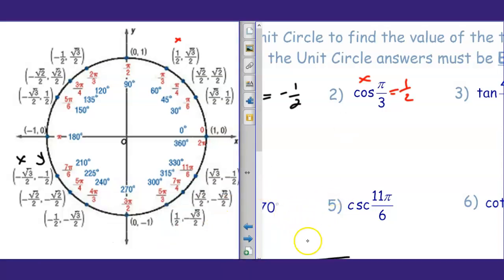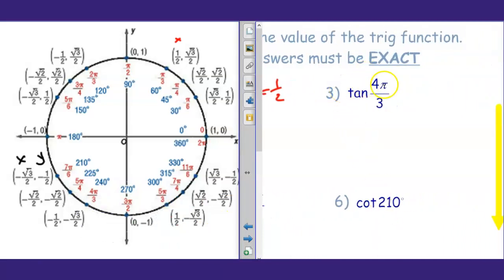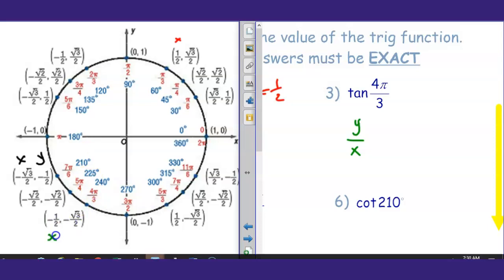Now for this next example, tangent of 4 pi over 3. Tangent, if you remember, is y over x. So I go to 4 pi over 3, which is right here. All right, x and y. And then I go to do tangent. For tangent, we've got to do y, negative square root of 3 over 2, divided by negative 1/2. Okay? Now, the negatives are going to cancel.